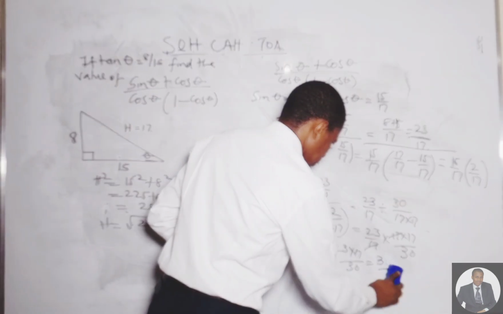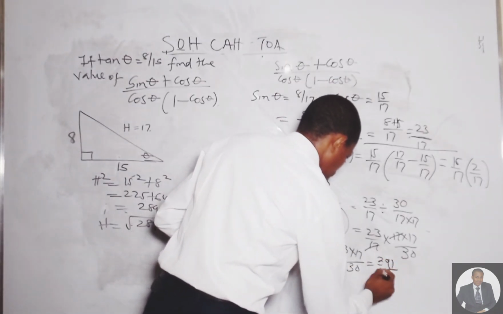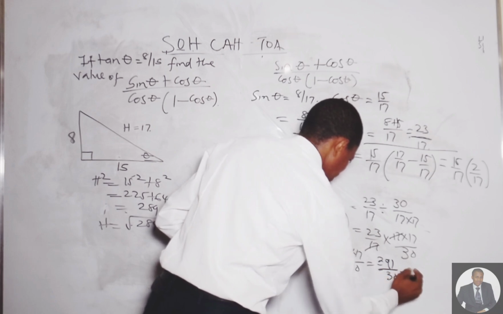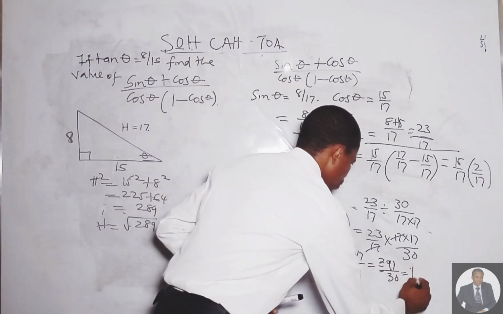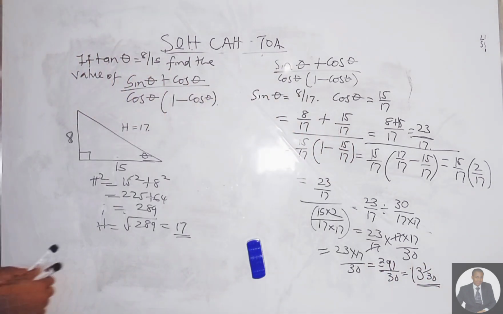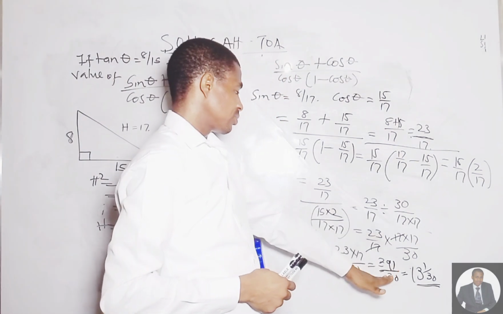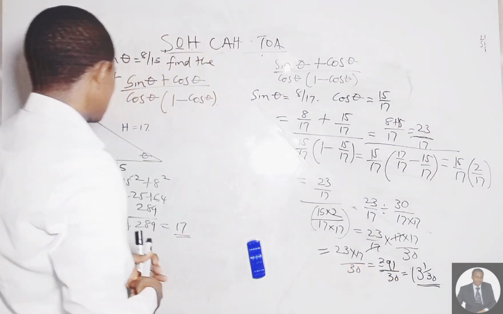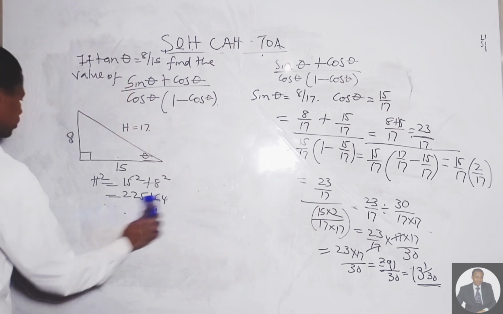391 over 30. And if we simplify that, that will give us 13 whole number 1 over 30. So this is the value, 13 whole number 1 over 30, or 391 over 30. That's the value for this question.